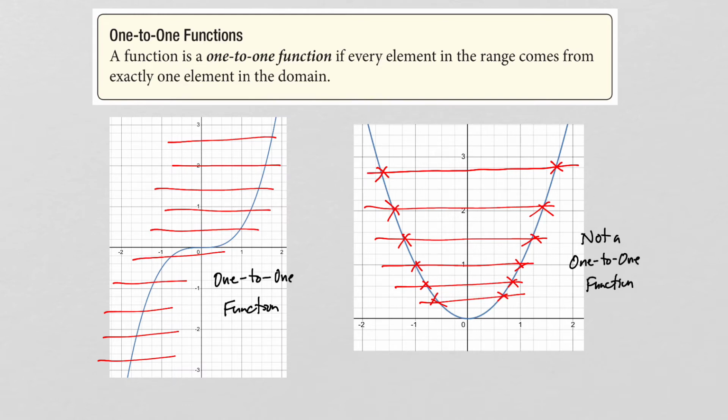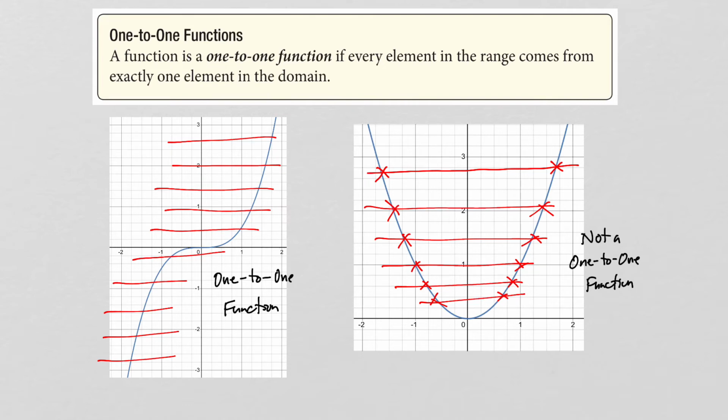Now, why does that matter? Well, it matters because when the original function is one-to-one, the inverse will also be a function. But when a function is not one-to-one, the inverse will not be a function.